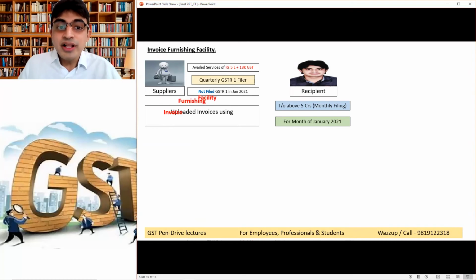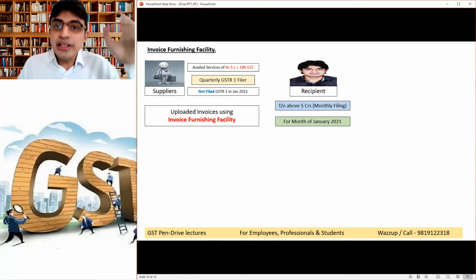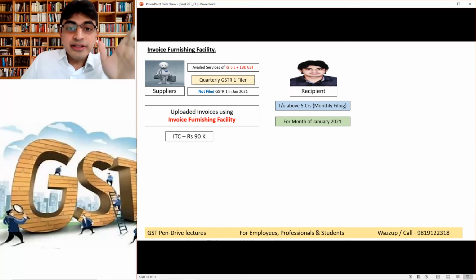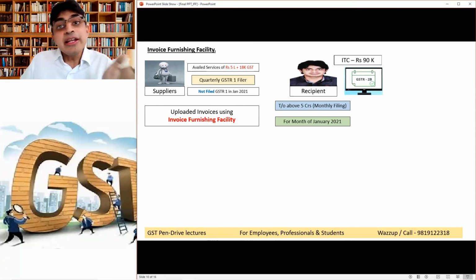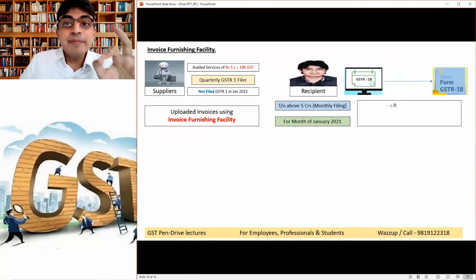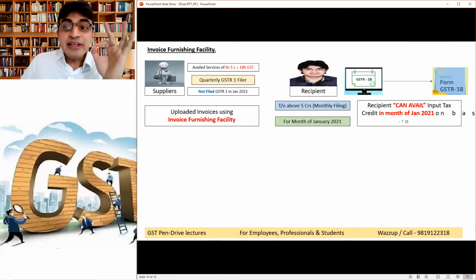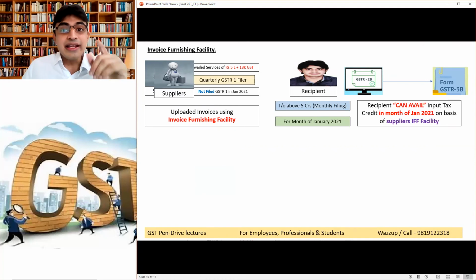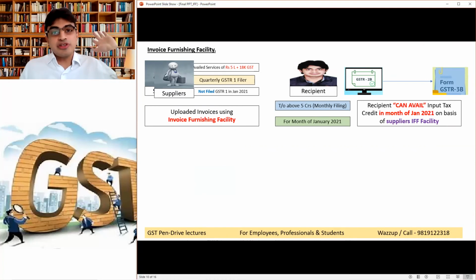But what he can do, he can upload this invoice using the invoice furnishing facility. He can upload it there, there is no need to file GSTR1. He can upload his invoice using the invoice furnishing facility. And as soon as he uploaded the invoice in the invoice furnishing facility, this ITC detail of 90,000 will get auto-populated in my 2B as well as in my 3B. The recipient will be able to take this ITC. Recipient can avail this ITC. So this excellent facility has come for suppliers who are filing quarterly GSTR.